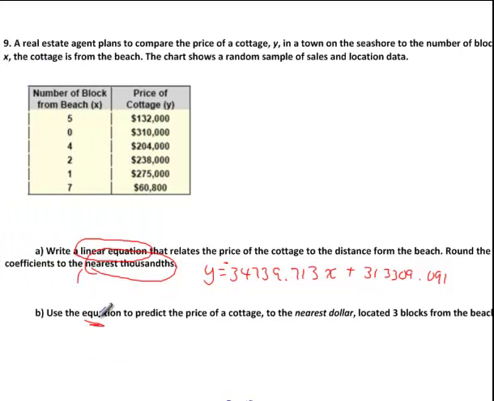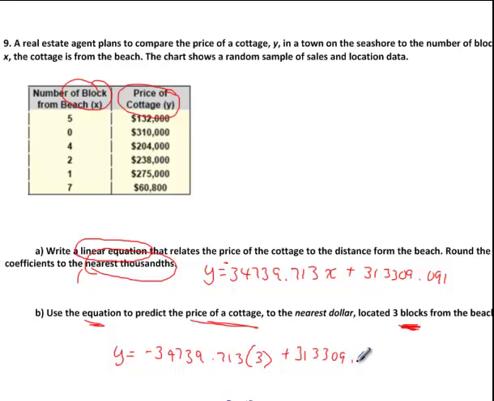Use this equation, predict the cottage price. So cottage price is y. To the nearest dollar of something located 3 blocks from the beach, and blocks from the beach is x. All right, so I'm just putting 3 in for x. So y is -34739.713, and instead of an x, I'm putting in 3, plus 313309.091. Now the rest is calculator work.